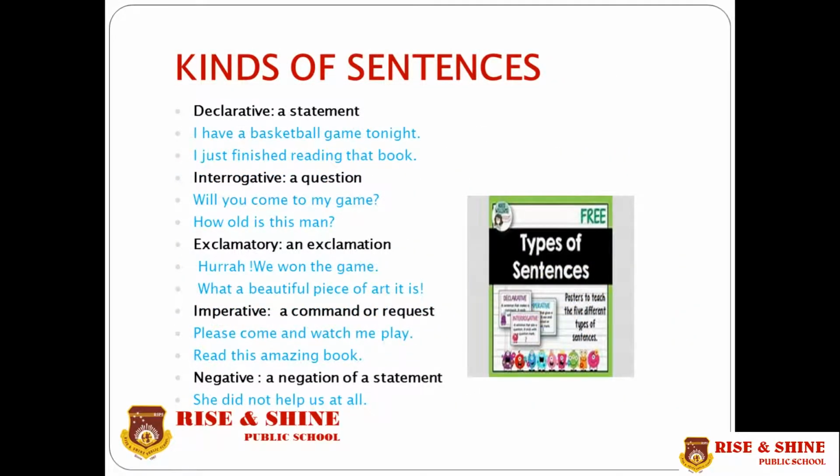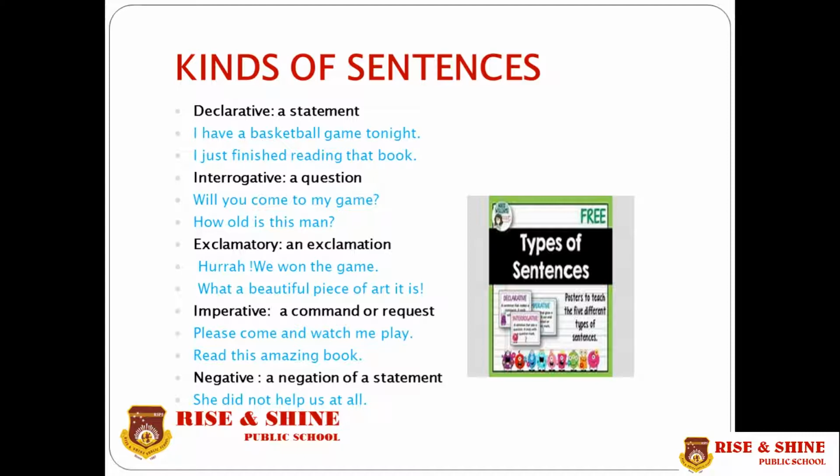Moving forward, here is another exercise. We have another exercise on sentences and their kinds. What is a sentence? A sentence is a group of words having full meaning, and it may end with a full stop, a sign of interrogation or a sign of exclamation. Here are some types used in the lesson. Declarative or statement. A statement is a general statement given about yourself or someone else. It may end with a full stop. "I have a basketball game tonight."